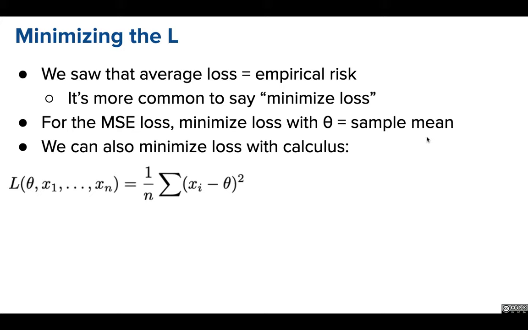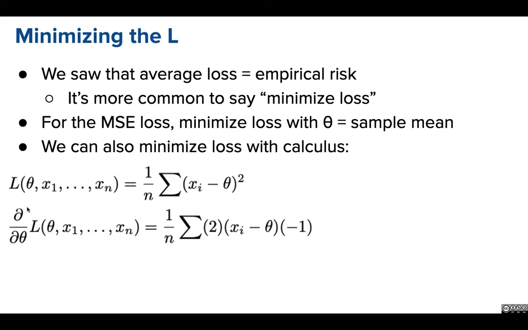Okay, so what we should find from using calculus is that the best value of theta should be the mean of my points in my sample. So I'm writing down here the equation for loss, the average mean squared error loss on a data set. I'm going to take the derivative. This right here is a partial derivative with respect to theta. And what I'm doing here is taking the derivative of this sum.